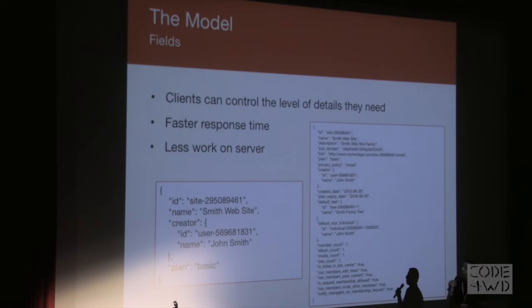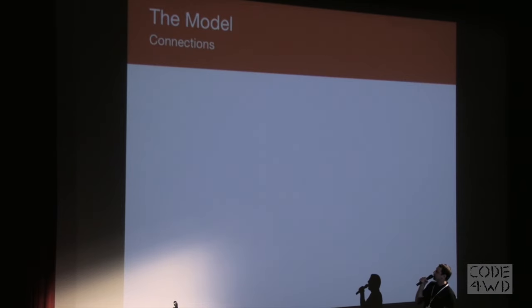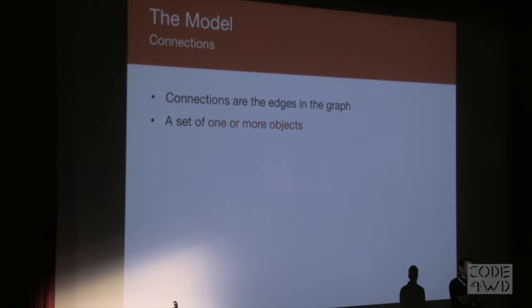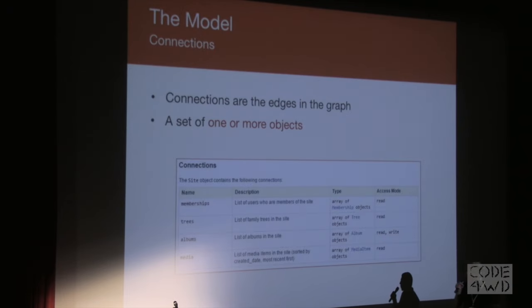All right. So we talked about fields. Another thing that we have is connections. Connections are the way that we connect objects in the system. And the distinction is that a field is just a one-to-one relationship, whereas a connection is a one-to-many connection. So we saw before in a diagram that a site can have multiple trees, or a tree can have multiple individuals in it.